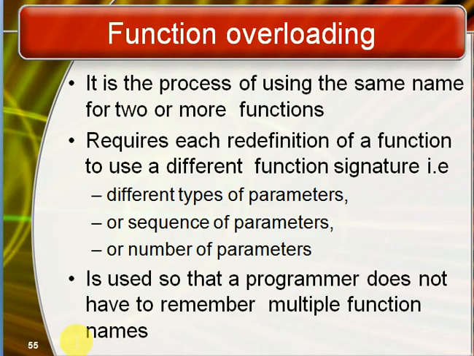Now another important concept used in functions is function overloading. It is the process of using the same name for two or more functions. It requires each redefinition of a function to use a different function signature. Signature refers to a different type of parameter, or a different sequence of parameters, or a different number of parameters. These three things are included in the function signature. It is used so that a programmer does not have to remember multiple function names.